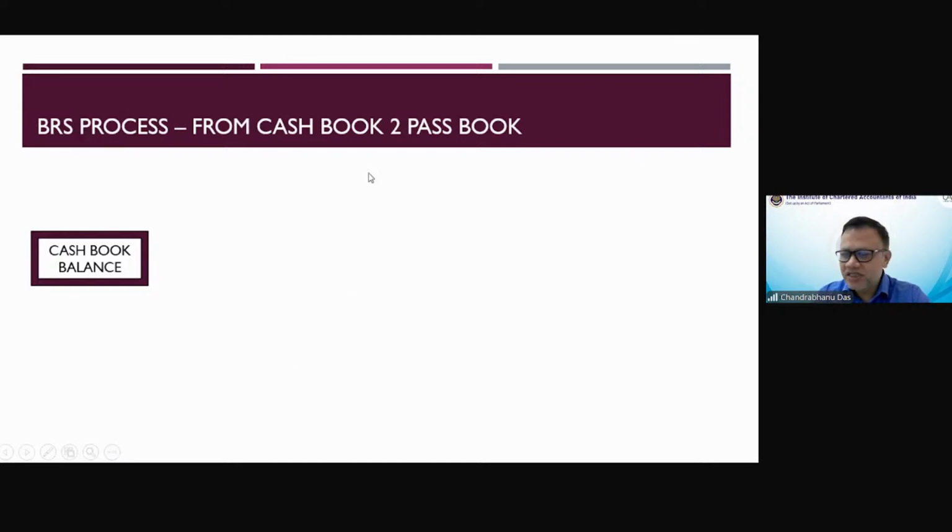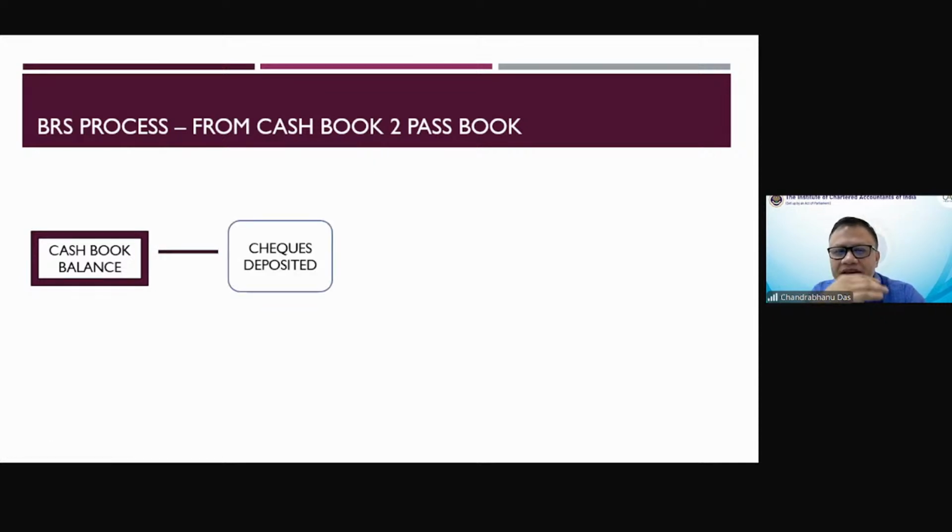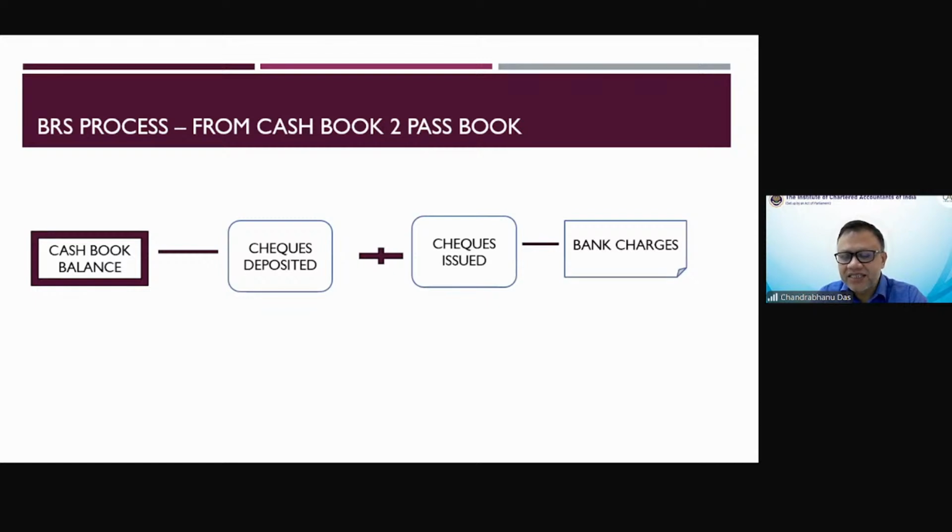When the BRS process starts, there is a cash book balance. And from the cash book, when you're going to the passbook, first of all, you will decrease those things which are increasing your cash book balance. So checks deposited is increasing your cash book balance, so you're decreasing that. Checks issued is decreasing your cash book balance, so you're adding that. And all the bank charges you are deducting, because you are going to the bank book balance. So for that, you have to deduct the bank charges which the bank has recorded.